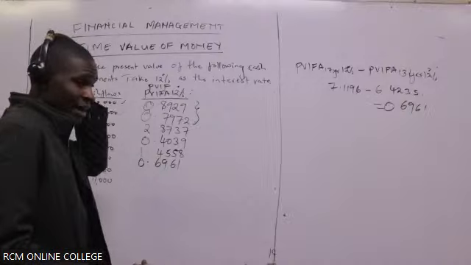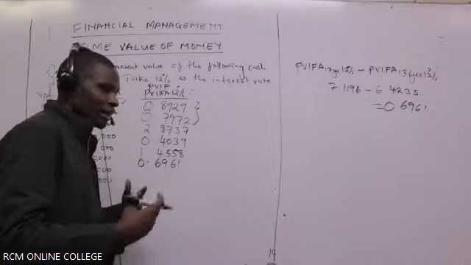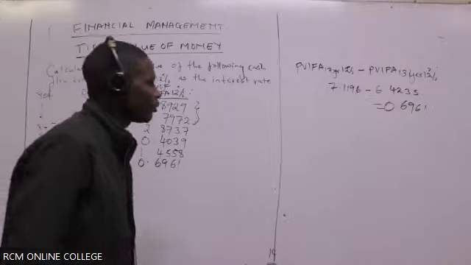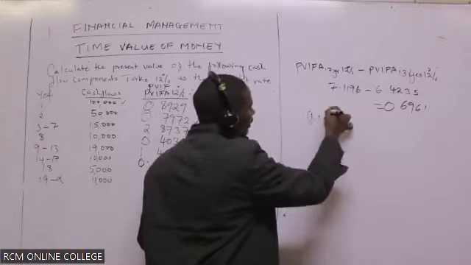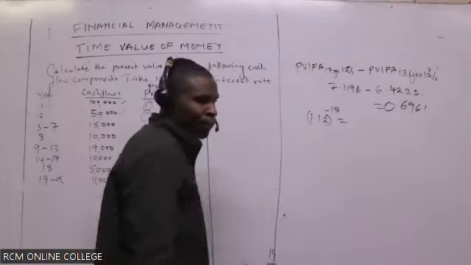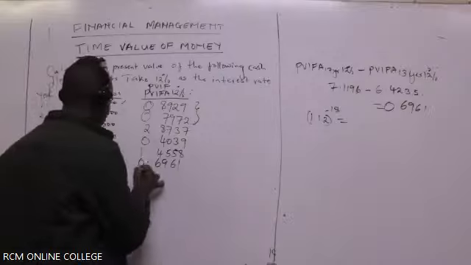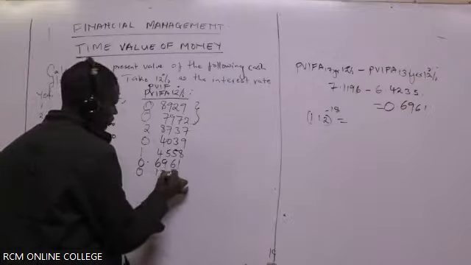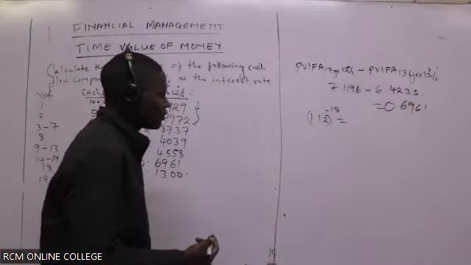Year 18, is it regular or irregular? Of course, that is one, standalone. That is irregular. Therefore 1.12 raised to power negative 18. What do you get? 0.1300. And then the last one is infinite.